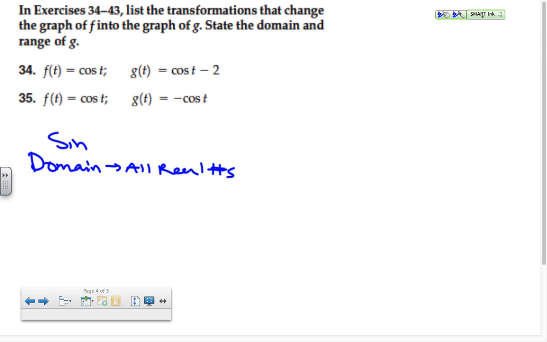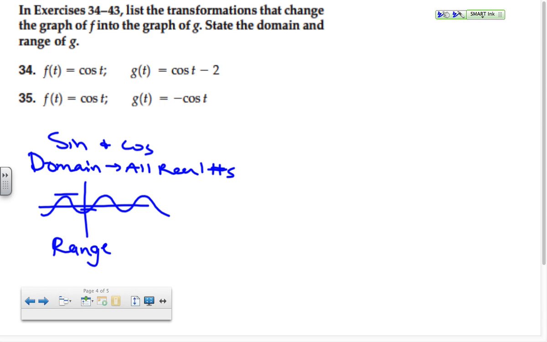Okay, and this is actually the same thing for sine and cosine. When we graph a sine function, it oscillates between 1 and negative 1. So the domain, or the range, for sine and cosine functions, they're the same. It's from negative 1 to 1. Okay, and I drew that wrong. So negative 1 to 1. So that's my domain and range.